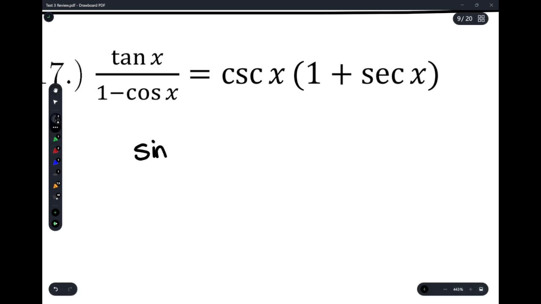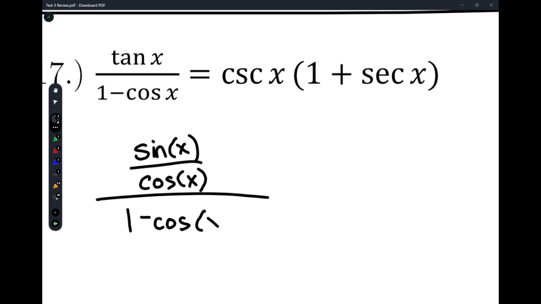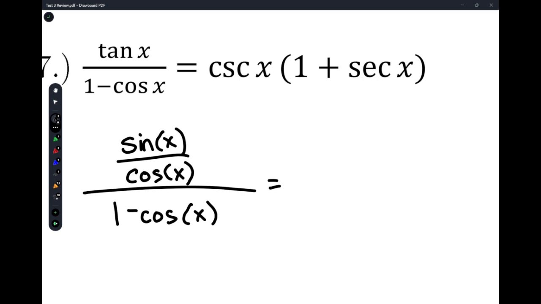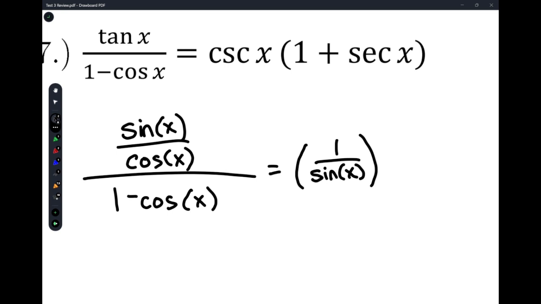So you're saying sine over cosine all over 1 minus cosine. Let's just go ahead and do this all the way across the problem. Equals. Anybody have any idea about cosecant? Indeed. I'm going to do a good job today of not shorthanding any of this. I'm going to write out the sine of x every single time. And then 1 plus secant turns into 1 over cosine of x.